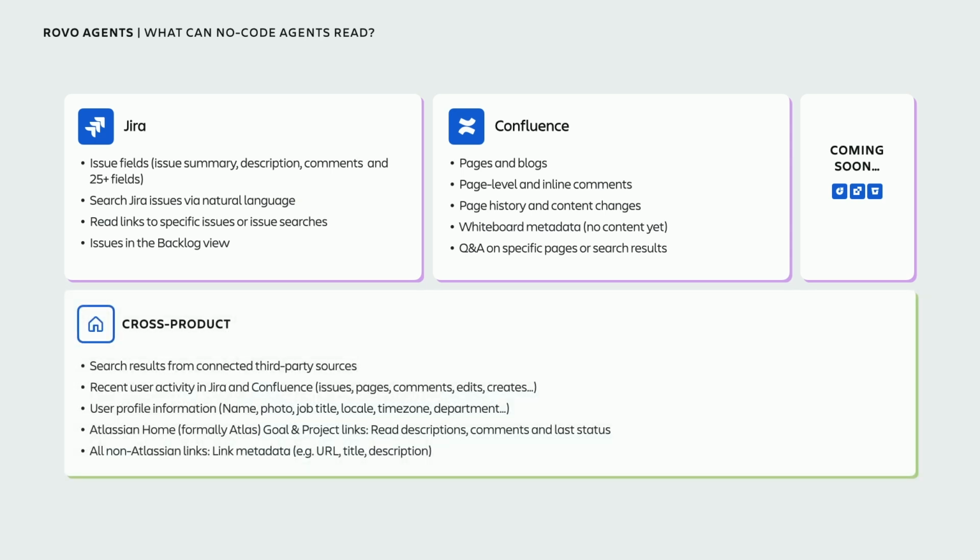Now, across all products, there are a set of common things to be aware of. It doesn't matter which product you're in. You can just ask it a question, and the answer will come from all the connected data sources. You can also get access to recent user activity in Jira and Confluence. So tell me the thing that Dougal did last week that was about such and such. It knows that, and if I have access to that content, I can see it. You can ask questions about people, user profile information. You can even ask it to show someone's avatar as well. And you have access to the Atlassian home projects and goals, so you can read those details.